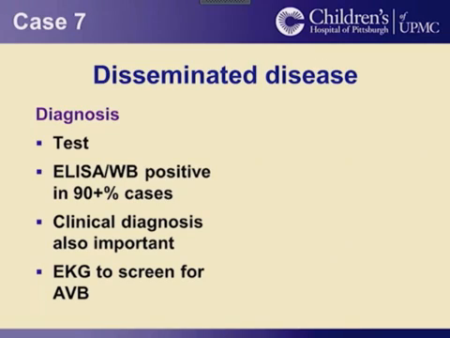Disseminated disease, such as a facial nerve palsy or carditis or multiple erythema migrans, does require testing, I think, to confirm. Clinical diagnosis is also important, and in almost all of these patients, I would obtain an EKG to screen for AV block, given some recent reports from CDC of more severe outcomes in these cases.